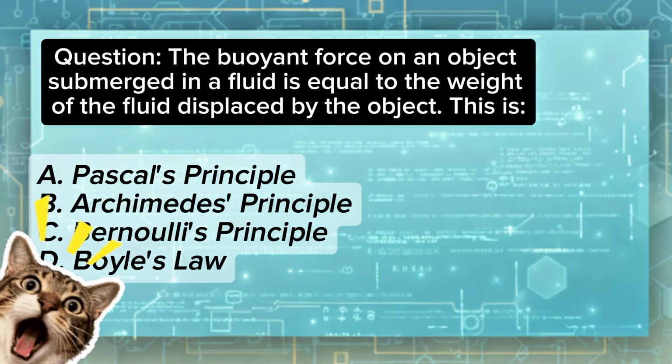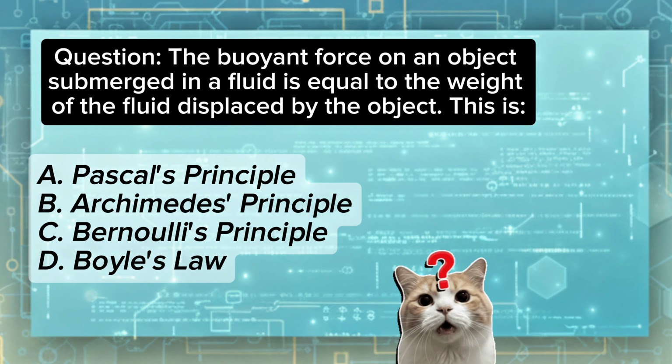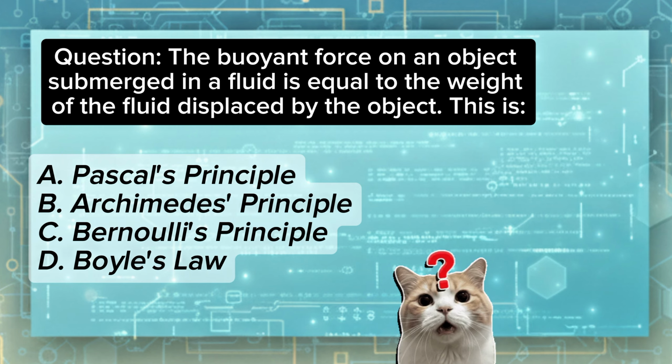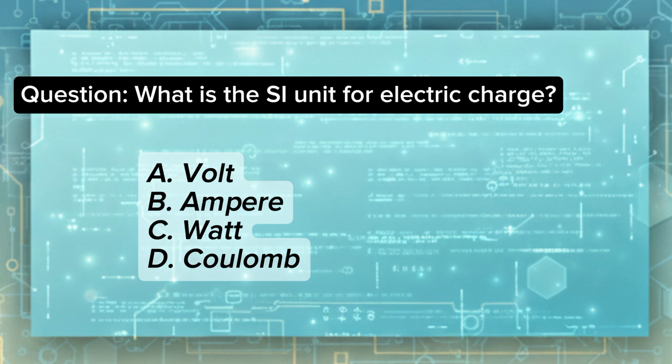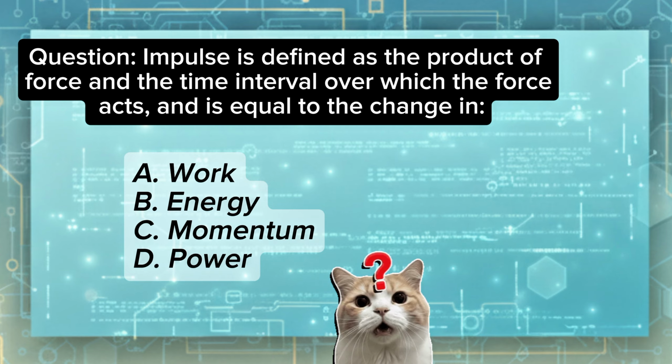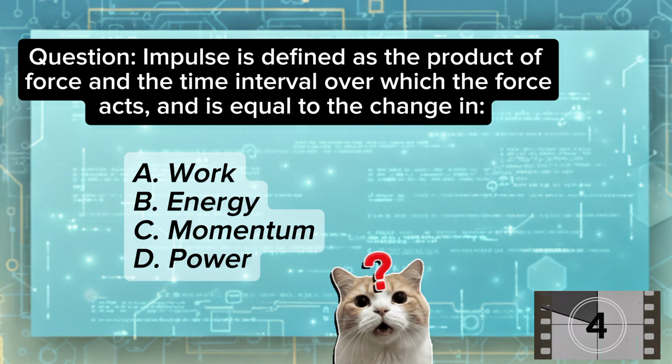Answer: repulsion. The buoyant force on an object submerged in a fluid is equal to the weight of the fluid displaced by the object. This is? Answer: Archimedes' principle. What is the SI unit for electric charge? Answer: coulomb. Impulse is defined as the product of force and the time interval over which the force acts, and is equal to the change in? Answer: momentum.